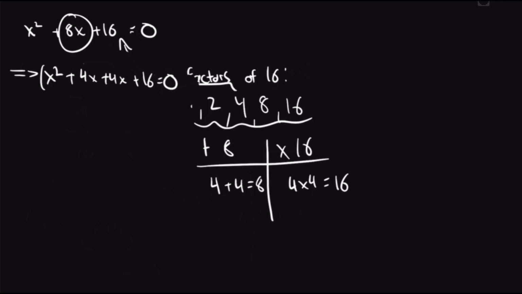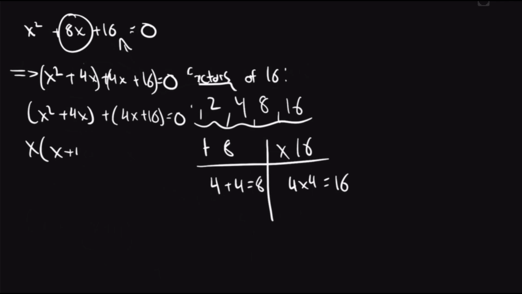So what we could do is add brackets here. What we get is x squared plus 4x plus 4x plus 16 equals 0. In the first term, we could factor out an x, so we get x out of the brackets, and then we have x plus 4. And over here, we notice that we could factor out a 4, so we get plus 4 times x plus 4 equals 0. One way to know that you're doing this right is that after you took out everything and reduced it as much as you can, both of these terms should be the same.